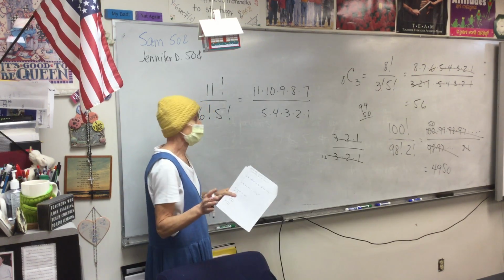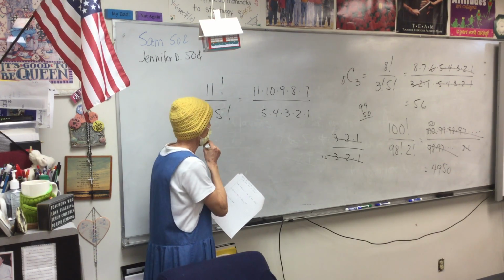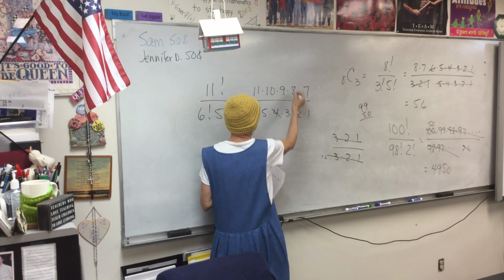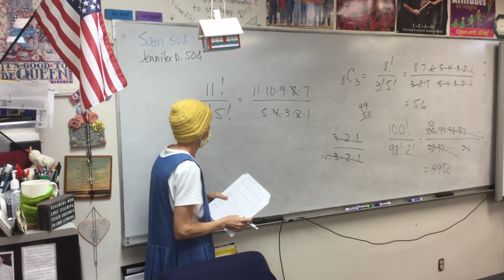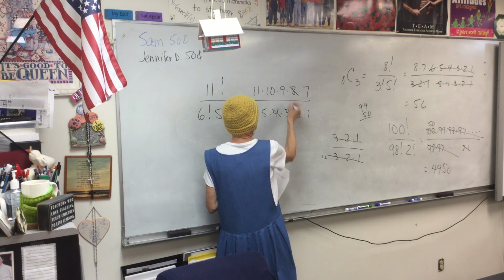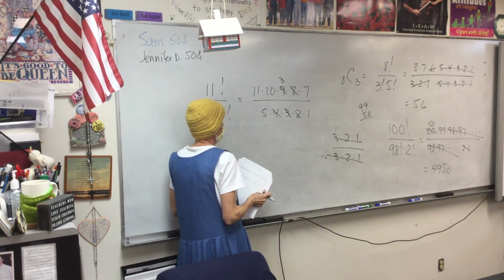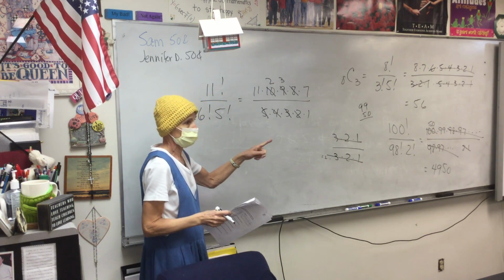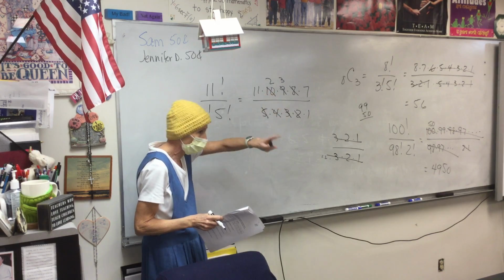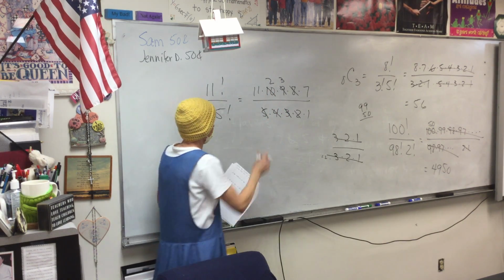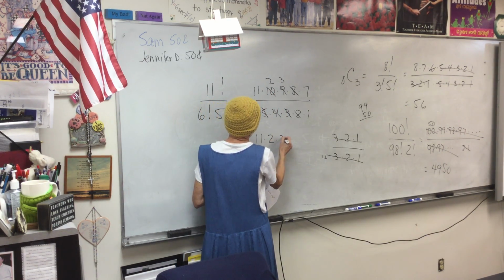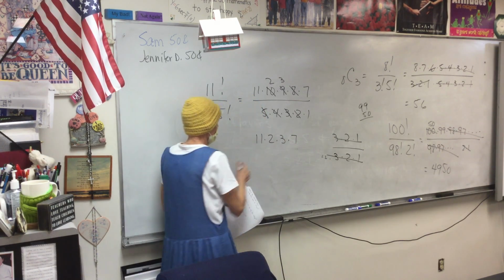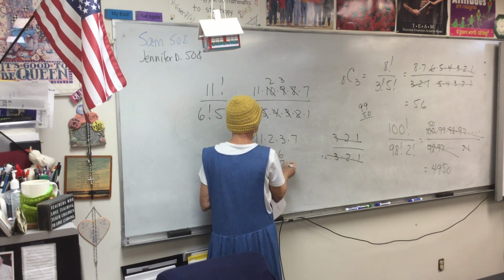Now I still have this down there. Now you can cancel this any way you want. I see a 4 and a 2, so that'll take out the 8. I see a 3, which will go into my 9. I see a 5, which will go into my 10. Now that's the way I canceled. You could cancel other ways. So I have 11 times 2 times 3 times 7. So I have 66 times 7.